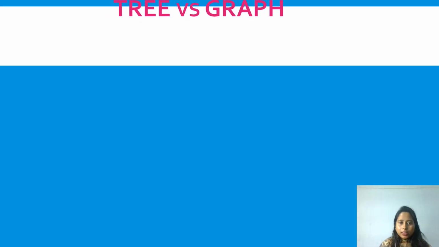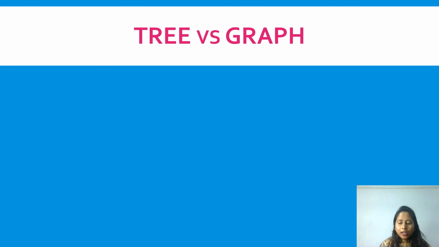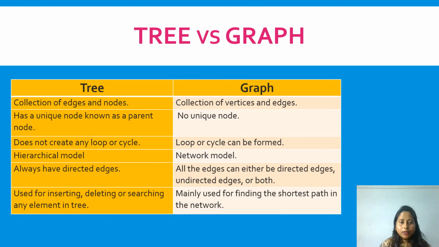Now let us understand the difference between tree and graph. Some of the points have been listed out here. First, tree is a collection of edges and nodes. We know that tree is a collection of edges and nodes, so we can represent T as edges and nodes. Whereas graph is a collection of vertices and edges, so we can represent graph as vertices and edges. Next, it has a unique node known as the parent node. We know that tree has a unique node and that is called the parent node.